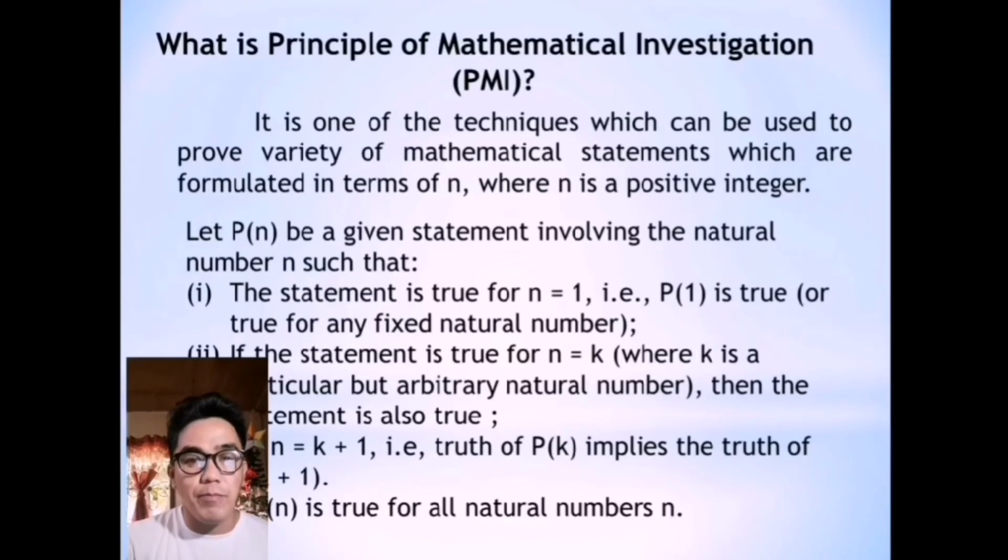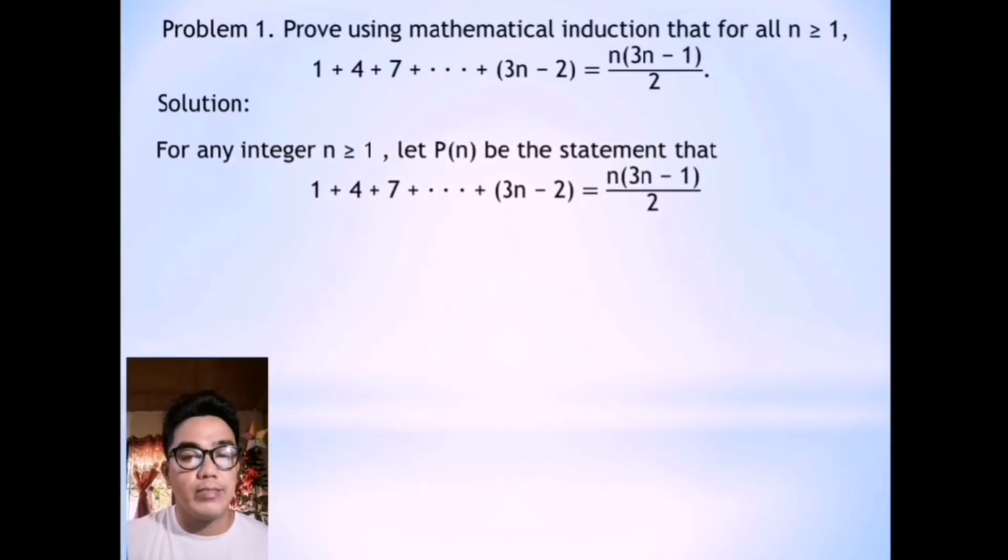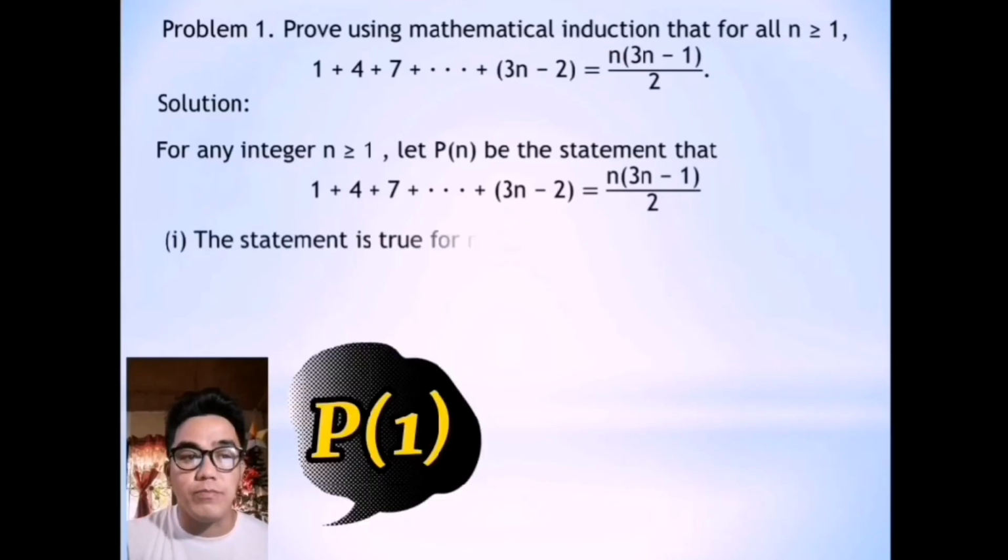So let us apply the PMI with this given problem number 1. Prove using mathematical induction that for all n greater than or equal to 1, 1 plus 4 plus 7 plus and so on plus (3n minus 2) equals n times (3n minus 1) over 2. So again, let's go back to the principle. First, we're going to let the statement be P(n). Then right after that, we're going to prove that P(1) is true.